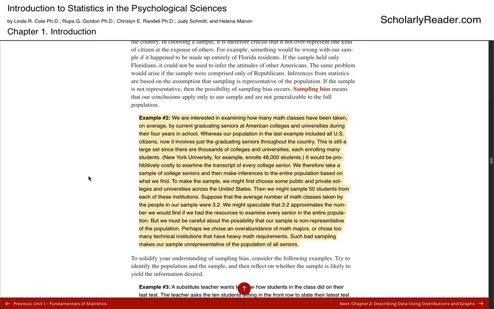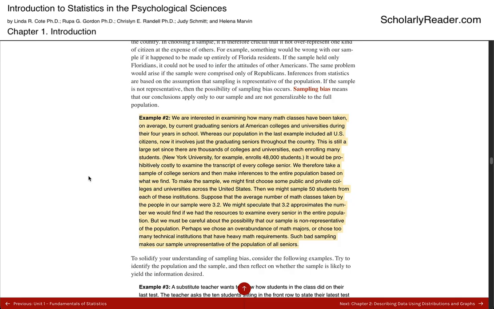It would be prohibitively costly to examine the transcript of every college senior. We therefore take a sample of college seniors and then make inferences to the entire population based on what we find. To make the sample, we might first choose some public and private colleges and universities across the United States. Then we might sample 50 students from each of these institutions.